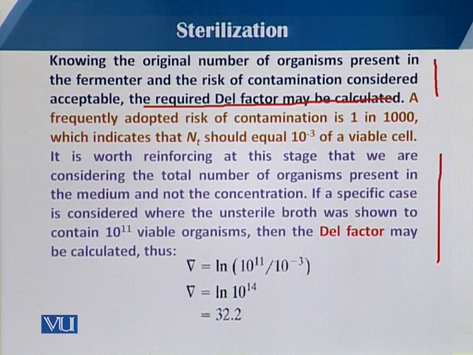If I take an example, a specific case where the unsterile broth was shown to contain 10 raised to power 11 viable cells, then the del factor may be calculated. The del factor is equal to ln of 10 raised to power 11 over 10 raised to power minus 3, and then the answer will be 10 raised to power 14. When we take the natural log of 10 raised to power 14, the answer is 32.2. So this is the del factor when there are viable cells at 10 raised to power 11.